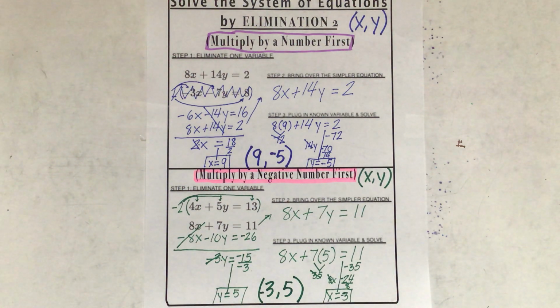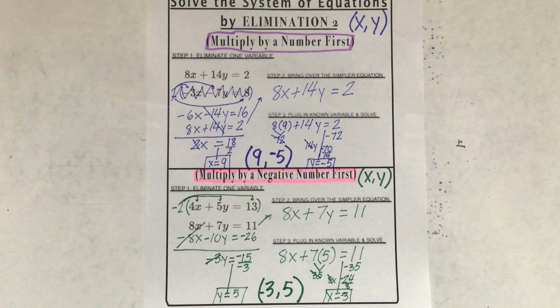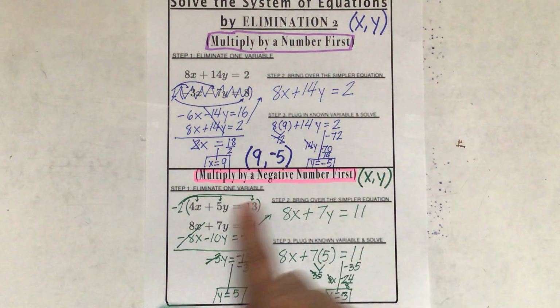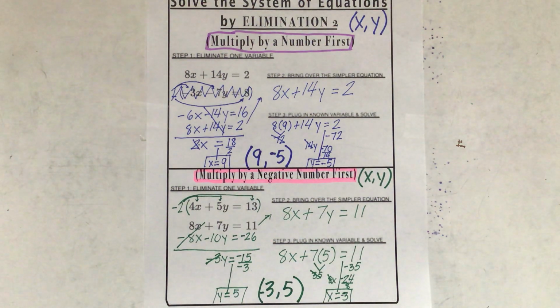Now, these are the two types of equations you're going to see in Delta Math as well, right? One where you have to multiply by a positive number first, like here we multiplied by 2, and one where you have to multiply by a negative number first, and here we multiplied by negative 2. Now, 2 and negative 2 are just a coincidence. It's not going to be 2 and negative 2 every single time, right? So do not fall into that trap, okay?